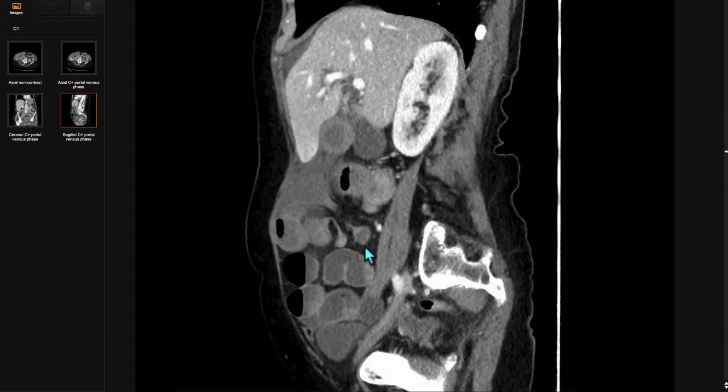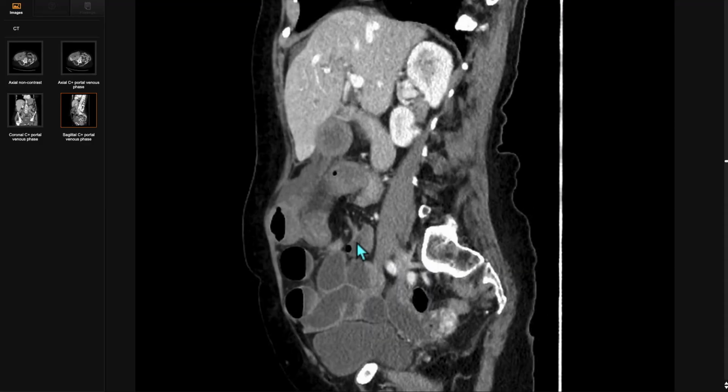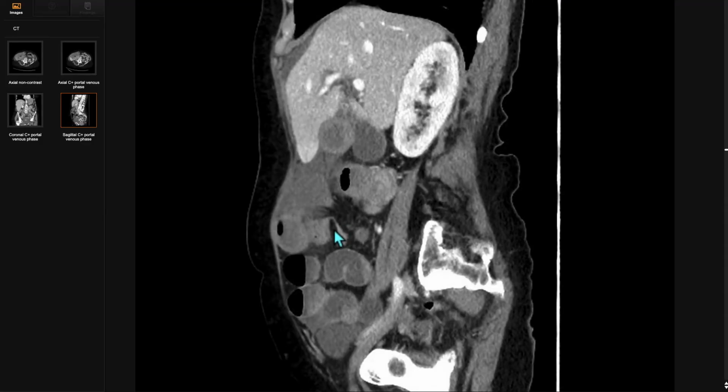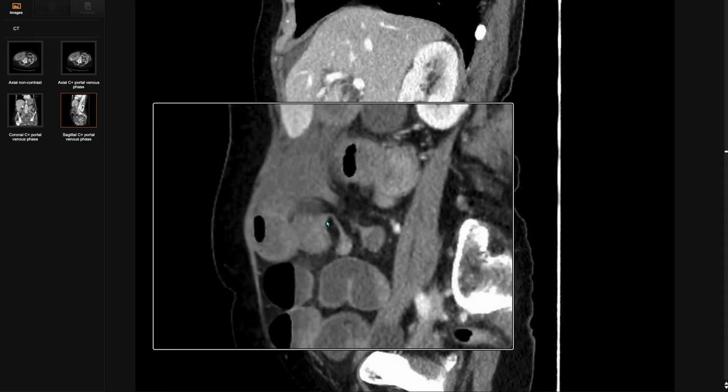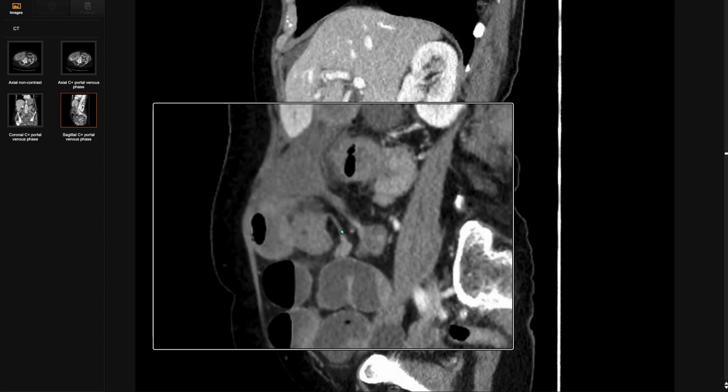The sagittal images help us to see the transition in and out of the closed loop best, where we even have that expected typical beaked appearance from the adhesive band causing the closed loop.